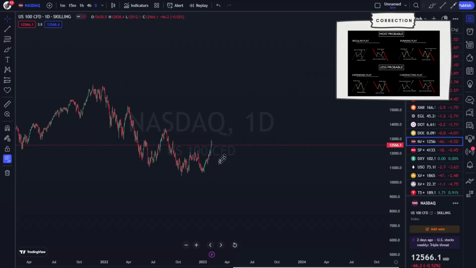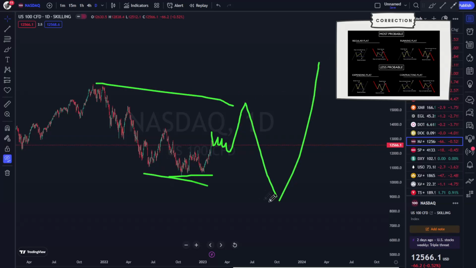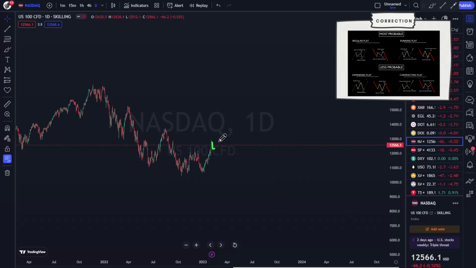If that's a contracting. All right, now I'm aiming for a regular flat, so it should go up and then down, break the lows, and then go up. All right, something like this. Now the B wave could be more corrective, so you could see something like this before going down. It's possible, but right now let's focus on that flag, which is what we're looking at.